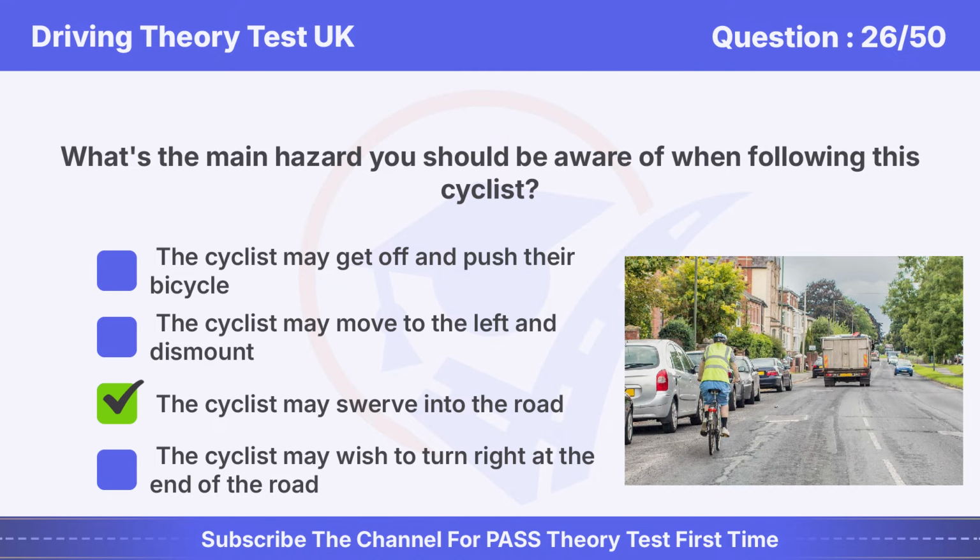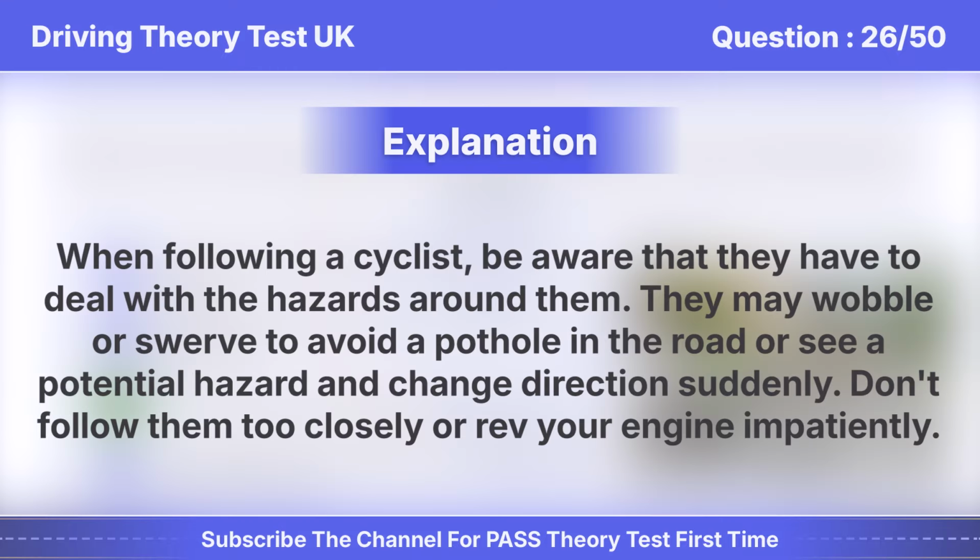Answer is C. The cyclist may swerve into the road. When following a cyclist, be aware that they have to deal with the hazards around them. They may wobble or swerve to avoid a pothole in the road or see a potential hazard and change direction suddenly. Don't follow them too closely or rev your engine impatiently.